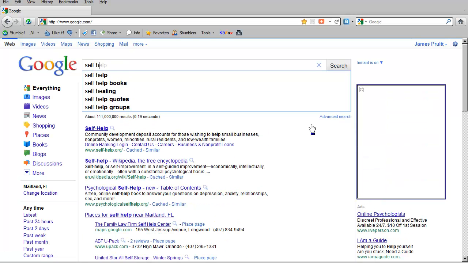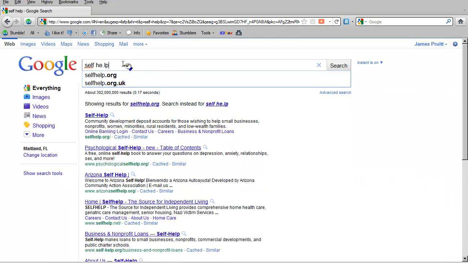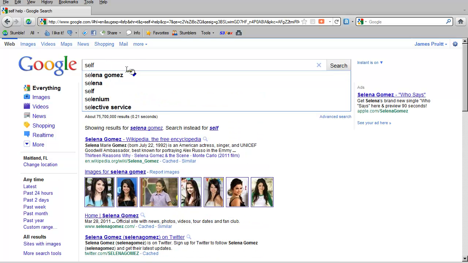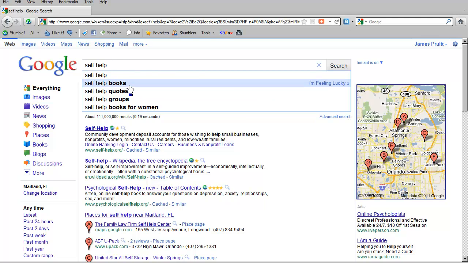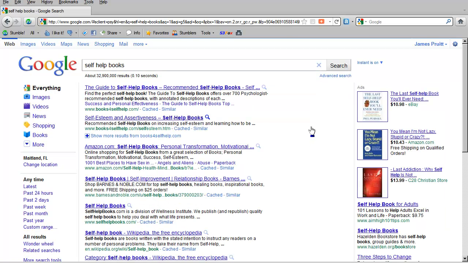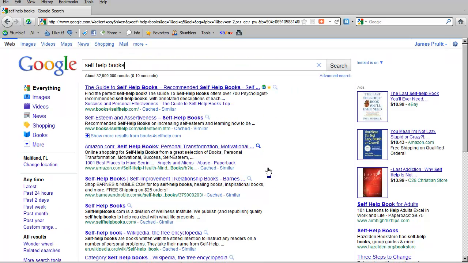First of all, we're going to look at self-help again. So let's look at self-help books, programs. You look at self-help books, and what I want to look at is, these are the general Google results right here, but then over here you have the AdWords ads.